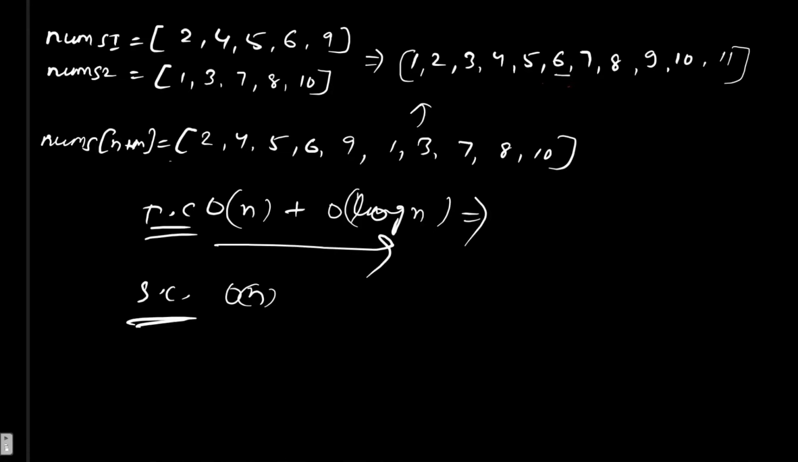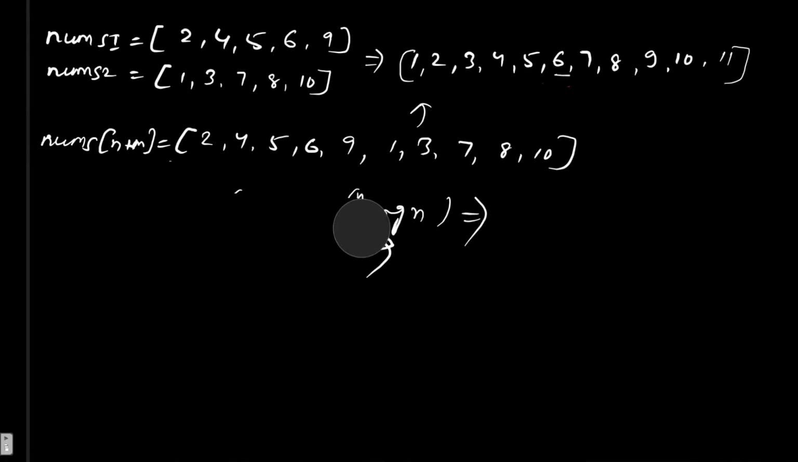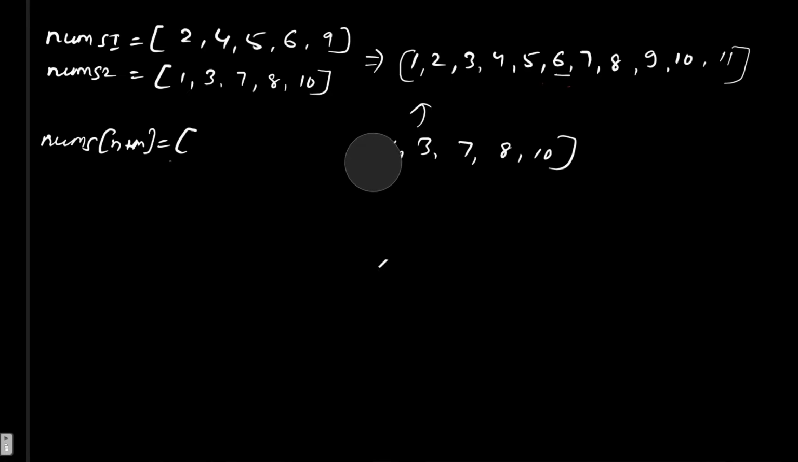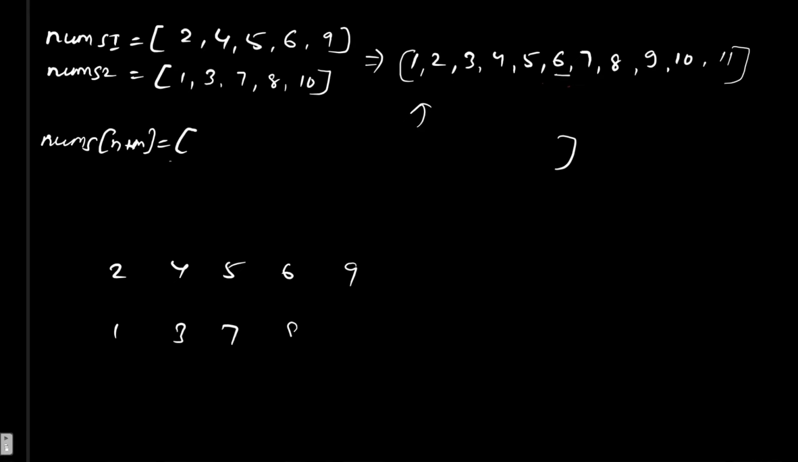So how can we optimize this? We can use a two pointer method for further optimization. How can we use that? Let's see. Again we are storing all the elements in an array but using the two pointer method. How can we do that? First, write down 2 4 5 6 9 1 3 7 8 10.